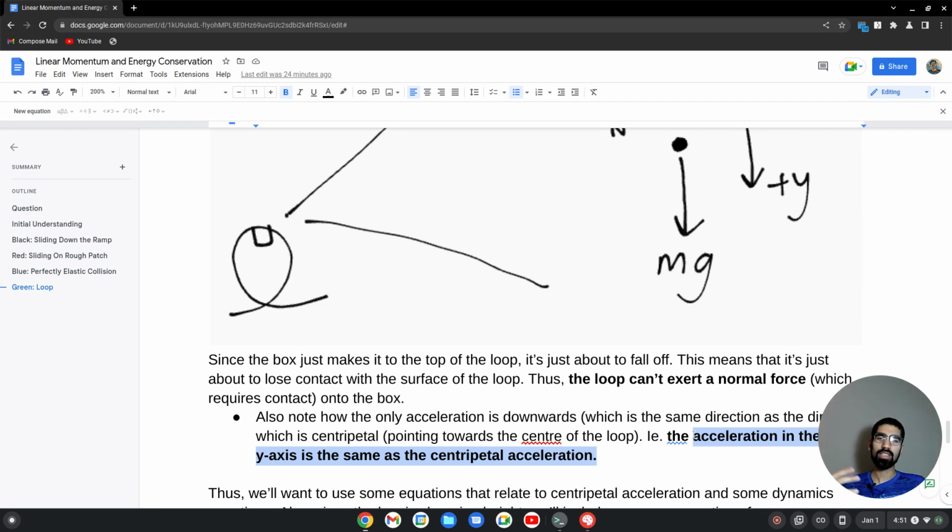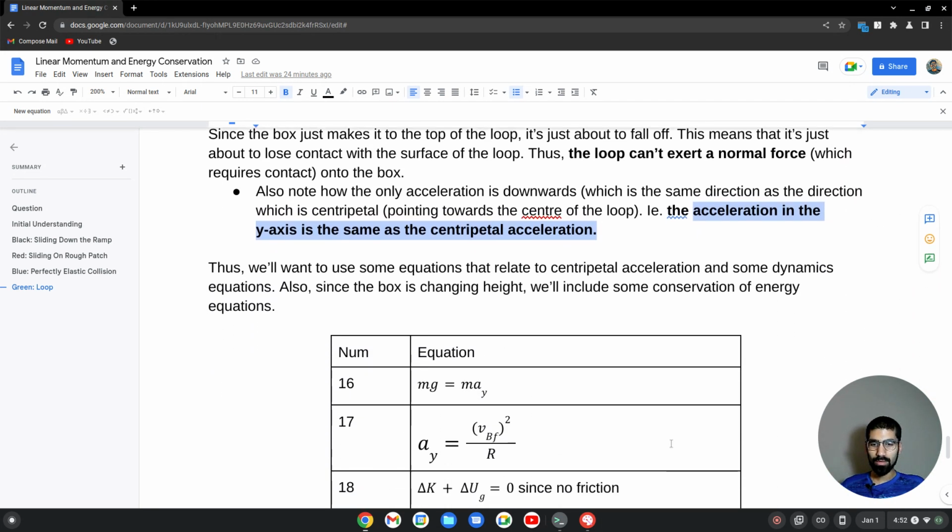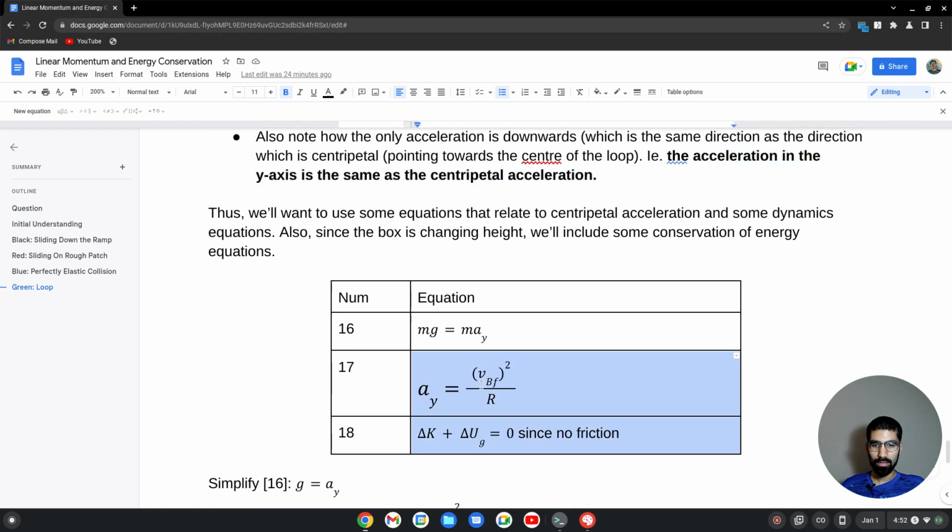So given all of these hints, what the question's really telling us is, hey, start thinking about dynamics, start thinking about circular motion and centripetal acceleration, and start thinking about energy conservation because you have no friction but a change in height. And so based on that, these are the three equations I created.